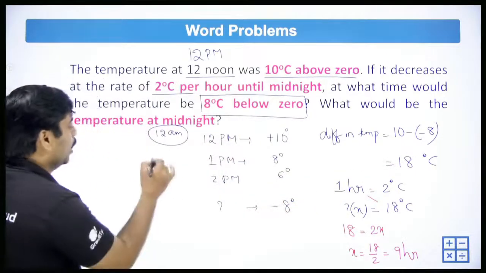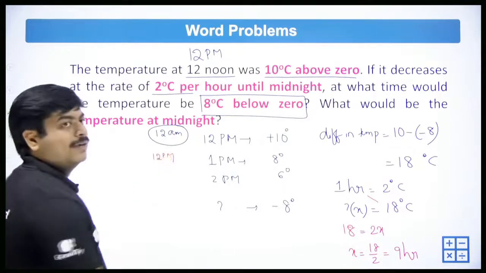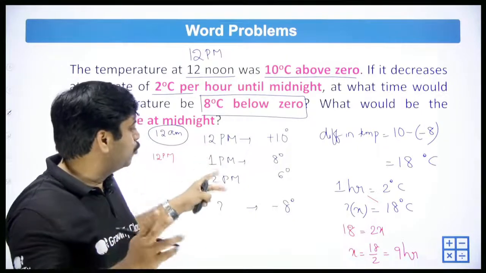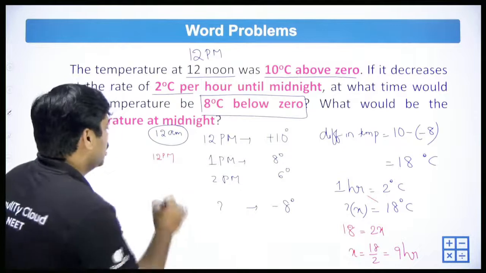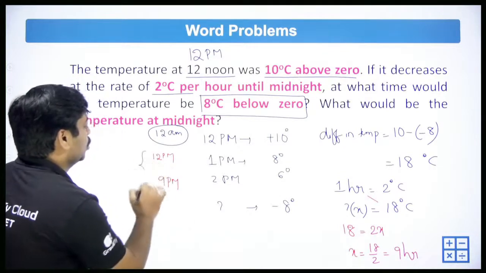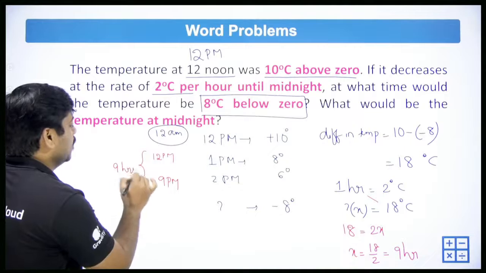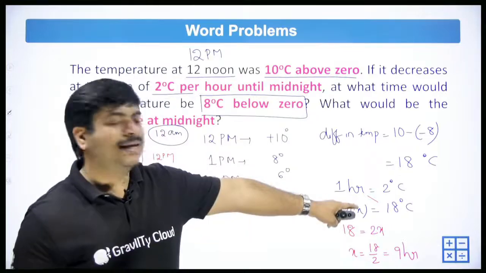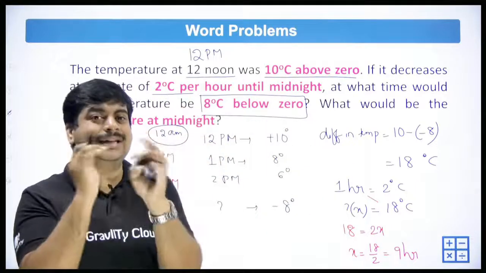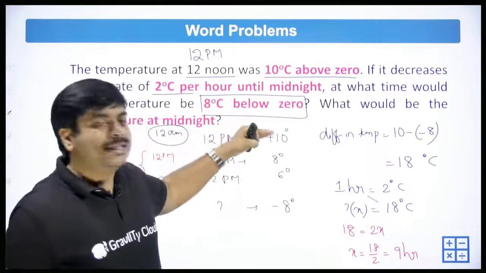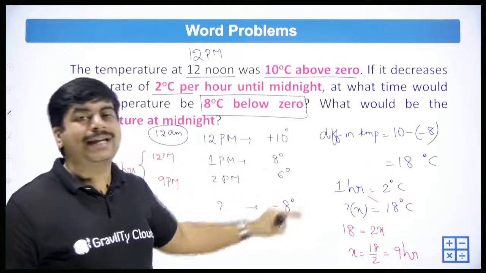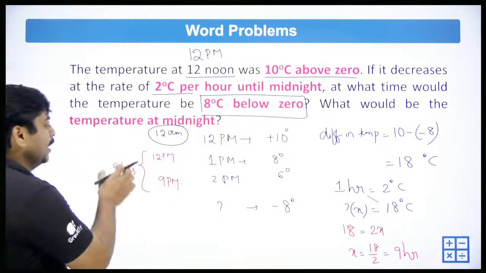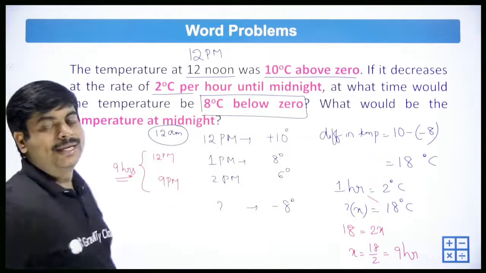Starting from 12 p.m., if you go for 9 hours, where do you stand? From 12 p.m. to 1 p.m., 1 hour. To 2 p.m., 2 hours. To 3 p.m., 3 hours. That way, to 9 p.m. is a total of 9 hours. In those 9 hours, it will decrease by 18 degrees in total, but the initial point is plus 10, so it will reach a final of minus 8 degrees. So at 9 p.m., the temperature will be minus 8.